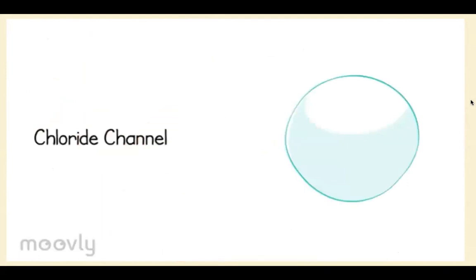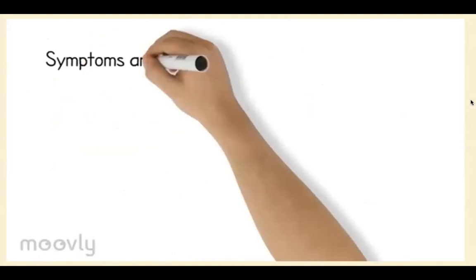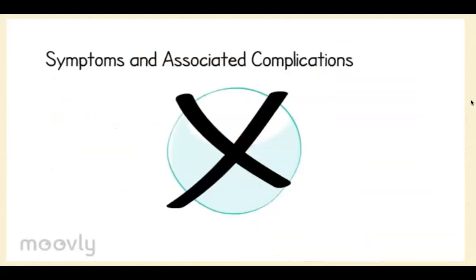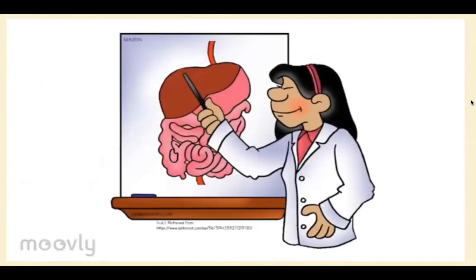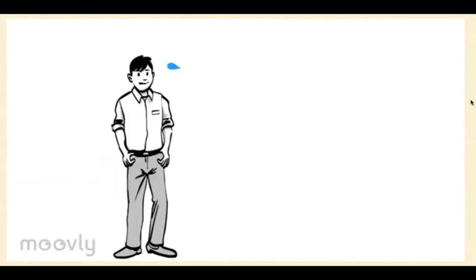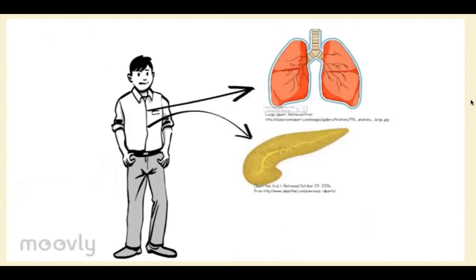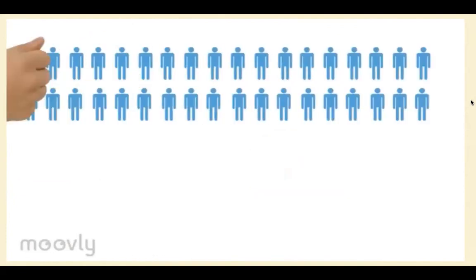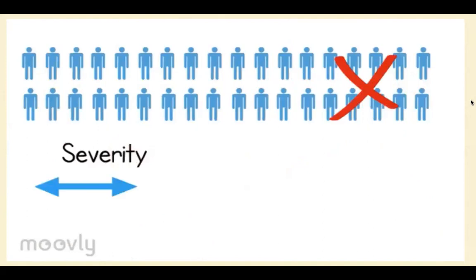The CFTR gene codes for the CFTR protein, which is an important chloride channel. The purpose of this channel is to pump ions in and out of the cell. The symptoms and associated complications of cystic fibrosis are caused by the dysfunctional CFTR protein channel, which is found throughout the gastrointestinal tract. Affected individuals have elevated sweat electrolyte levels, pancreatic insufficiencies, and lung infections. These signs are observed in most patients, but not all, since severity of the disease can range widely amongst individuals.